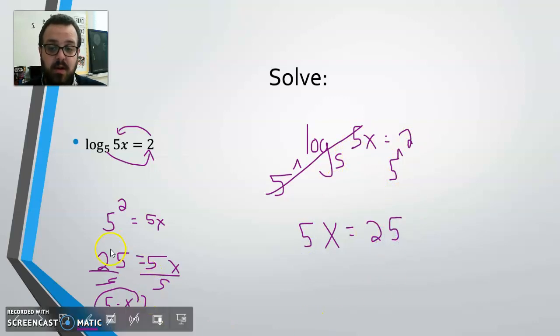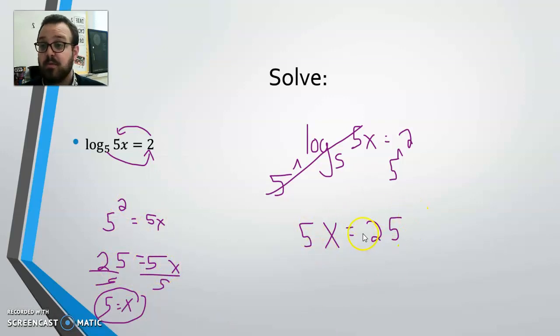Hey, isn't that what I ended up with over here when I was solving? 25 equals 5x, 5x equals 25. That's where this comes from, is the fact that because they're inverses of each other, if I take 5 to each side, I end up with it equaling 5 squared or 25.